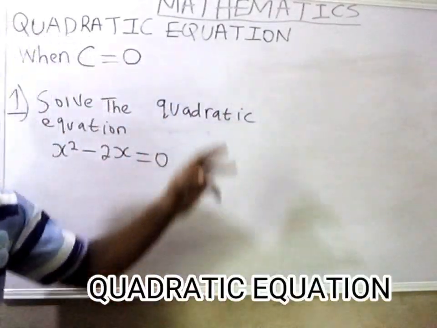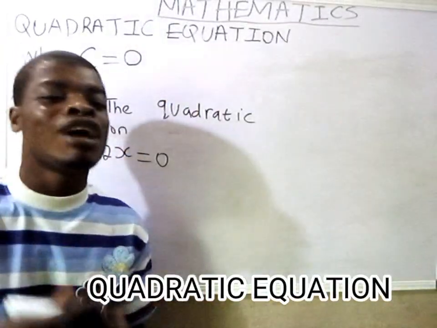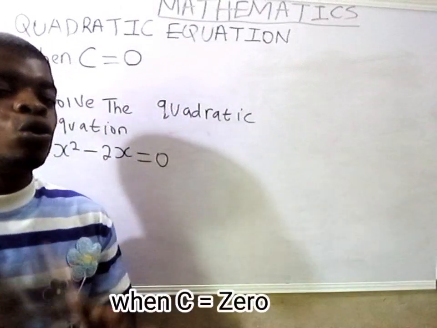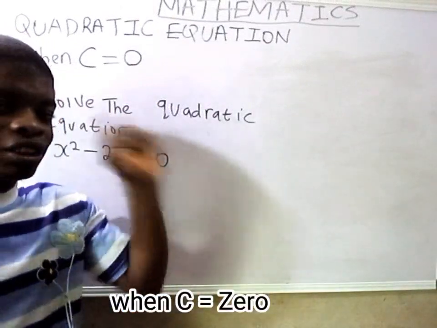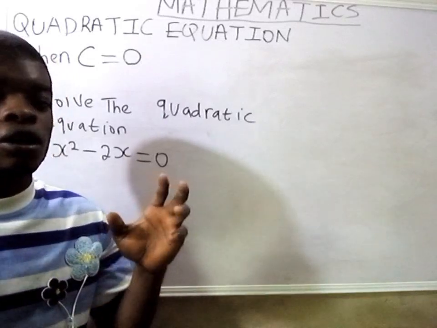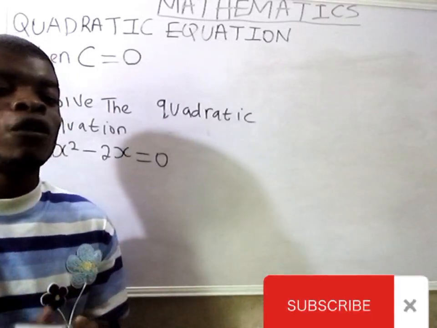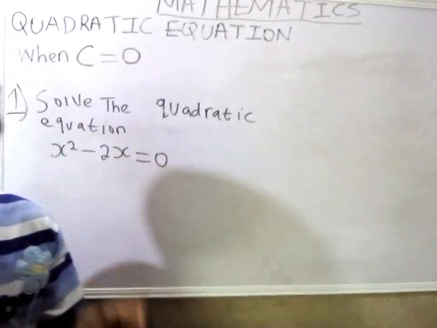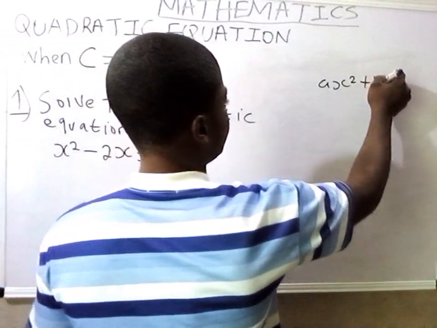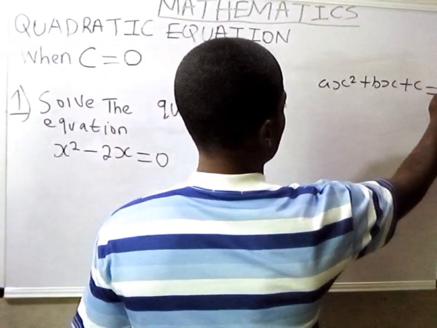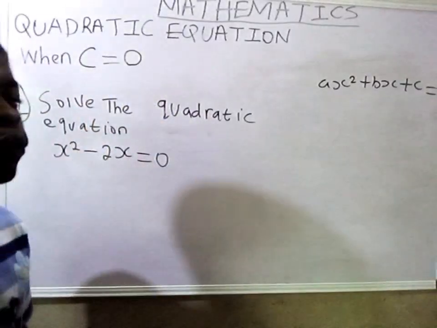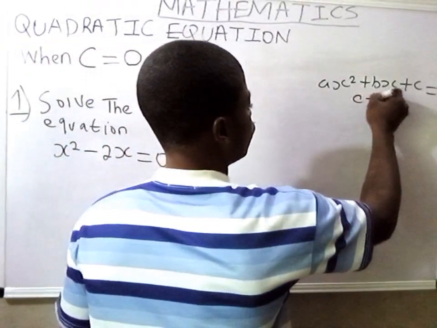Today we'll be discussing a quadratic equation. The last video I did was when b was equal to 0, but today we are talking about when c equals 0. The normal form for a quadratic equation can be written as ax squared plus bx plus c equals 0. But in these terms, we have that c equals 0. So let's say that c equals 0.